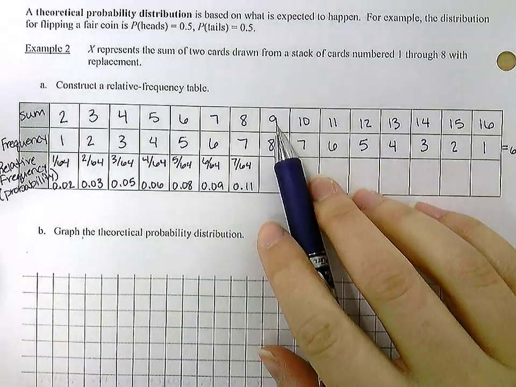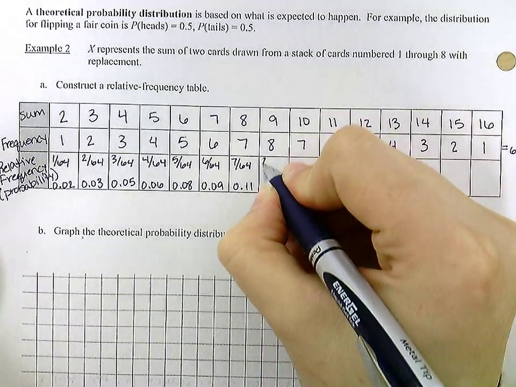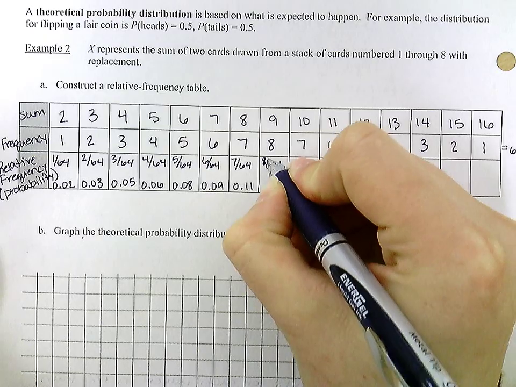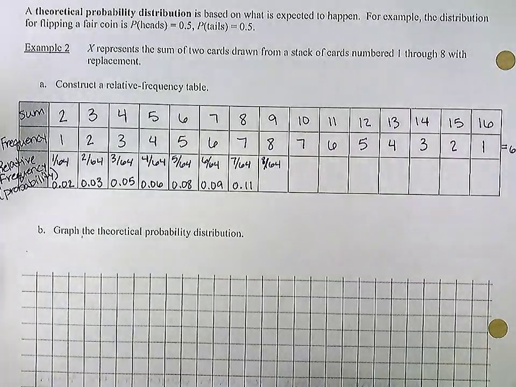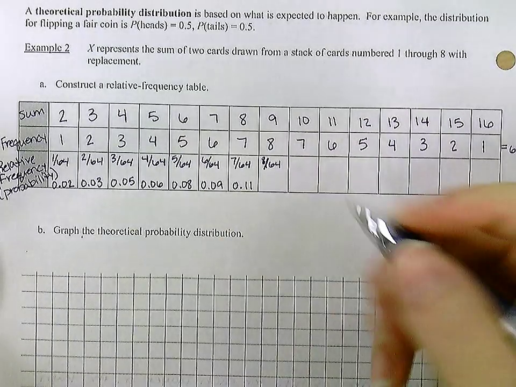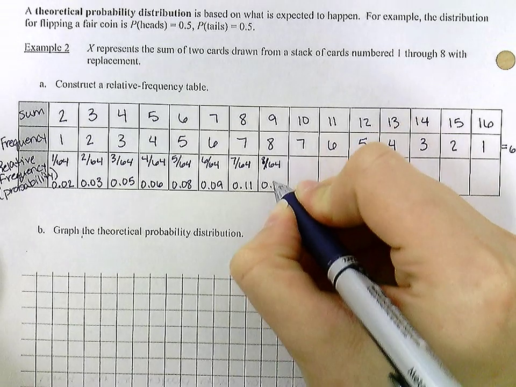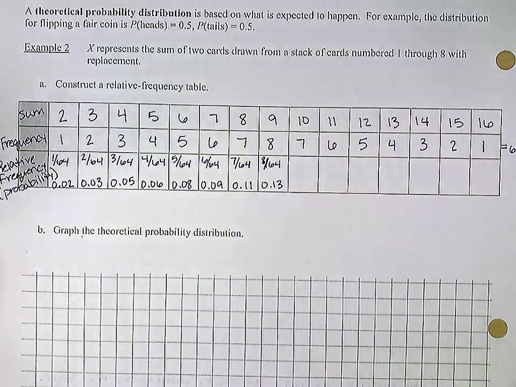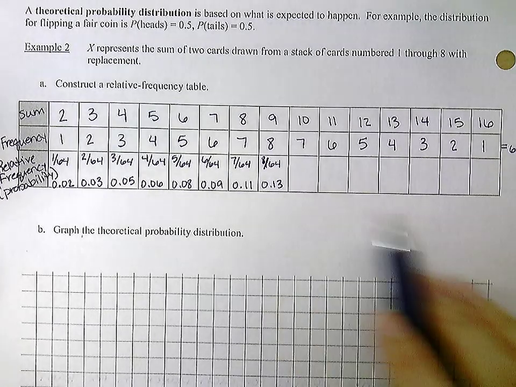Okay, probability of getting a sum of 9 would be 8 out of 64. What'd you pull? 0.14. No, this is where it changes. Okay, then it does go back down.